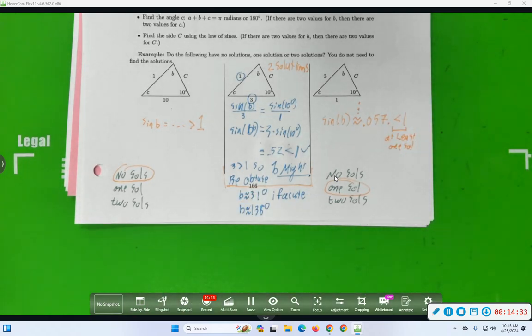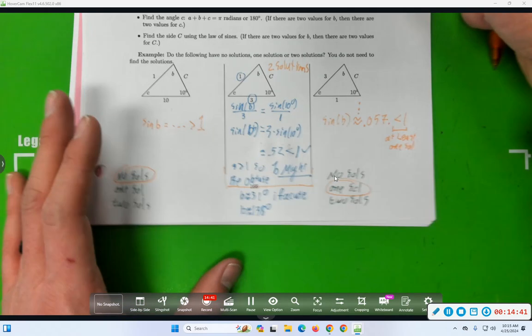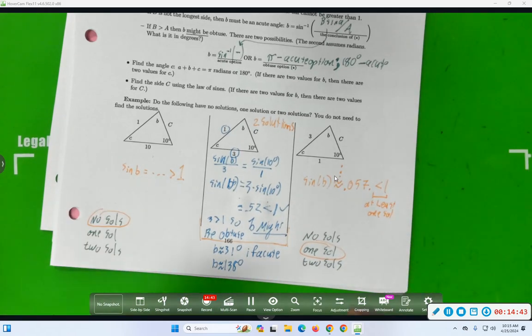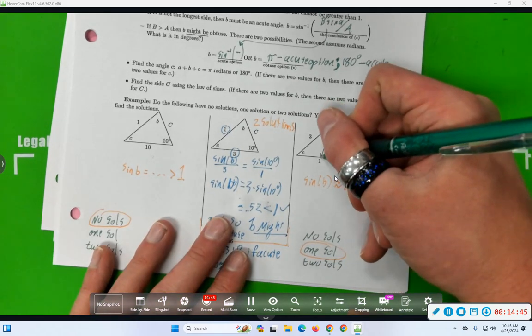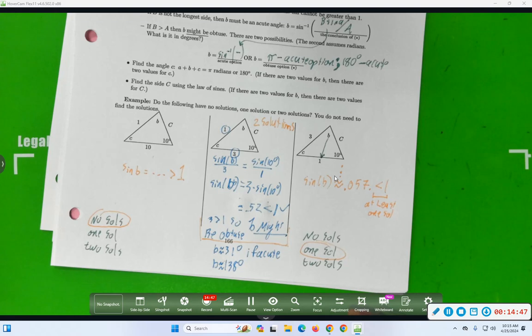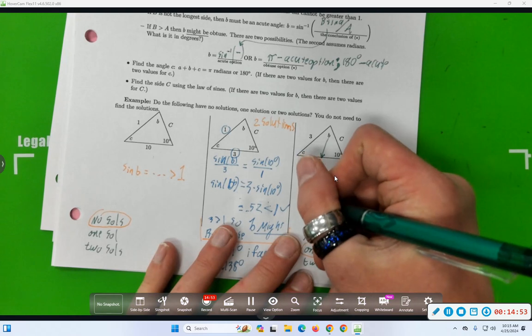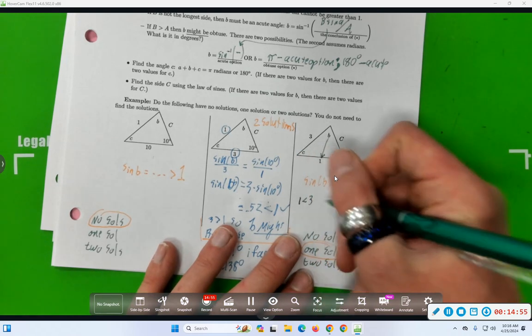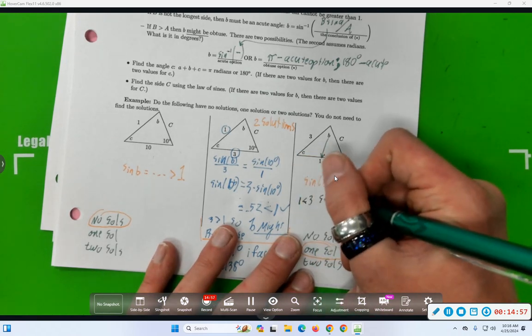And the only way to get 2 solutions is if the angle B might be obtuse. So let's take a look at this triangle. The side opposite B, is it possible for that side to be the longest side in this triangle? Because it's less than the side length 3. 1 is less than 3.